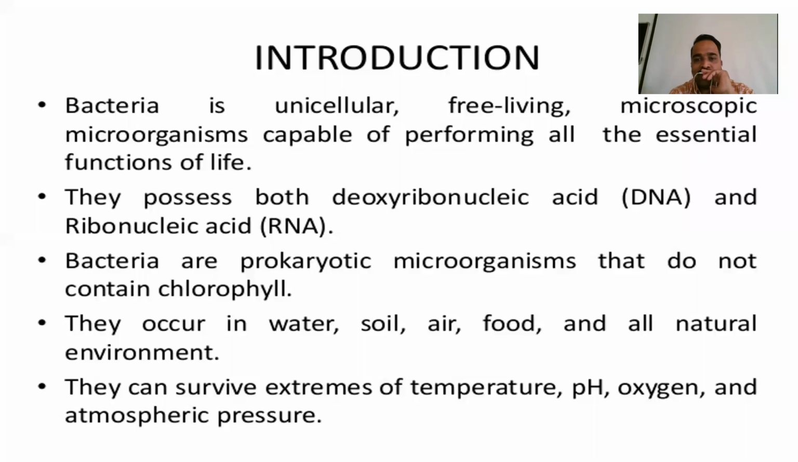So these are the basic unit where they are responsible for living and replication. Then the third important characteristic of bacteria is they are prokaryotic microorganisms that do not contain chlorophyll. That is the major difference, how or where we differentiate prokaryotics from the eukaryotics. So prokaryotics are the animal cells, like bacteria, and eukaryotics are the plant cells, which possess the chlorophyll. So that is the major difference between the prokaryotic cells and the eukaryotic cells.